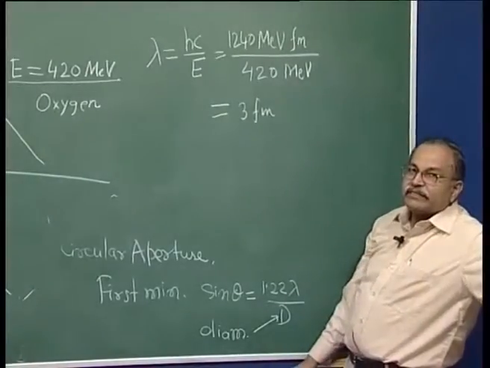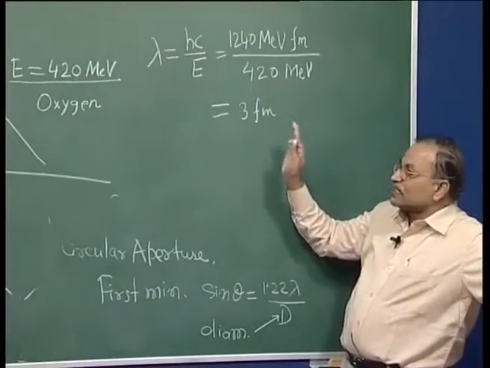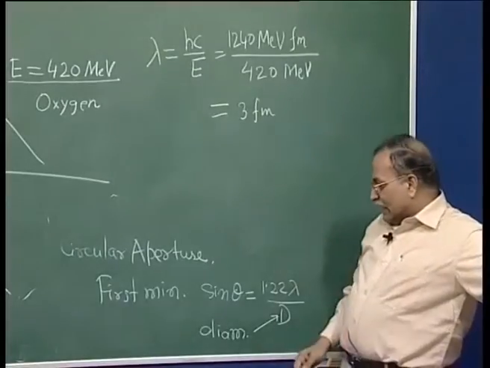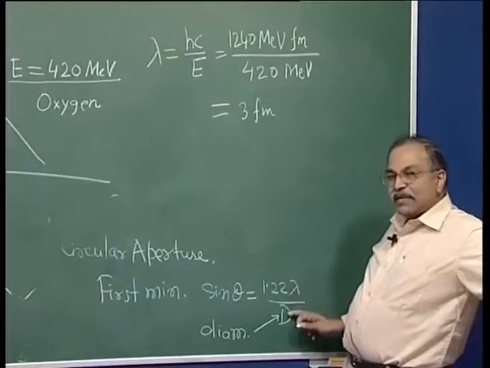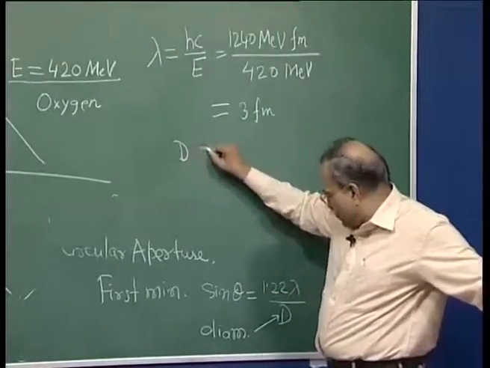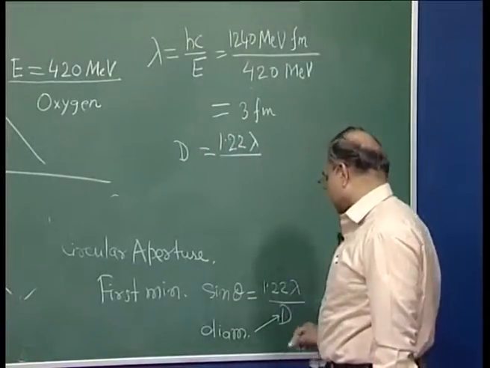So, that is lambda, that is the wavelength of the electrons which are falling on this nucleus, and then sin theta is 1.22 lambda by d. So, from here d is equal to 1.22 lambda over sin theta.